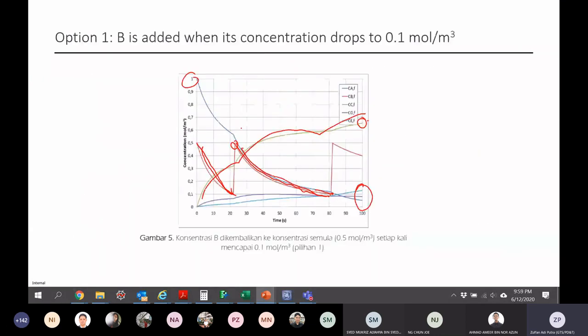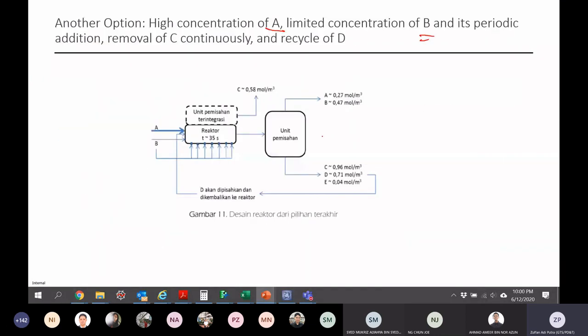So in the last option, I get D, but then I put another separation over here. So I get C, I get E, and then I recycle D back to make A and C over here. So in the end, these could be your options for designing a reactor.